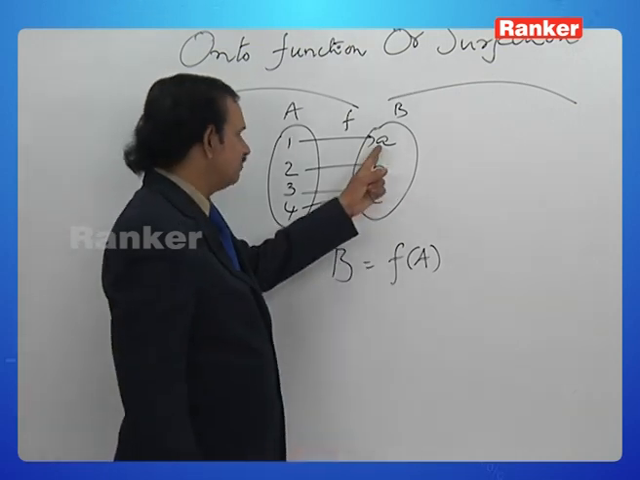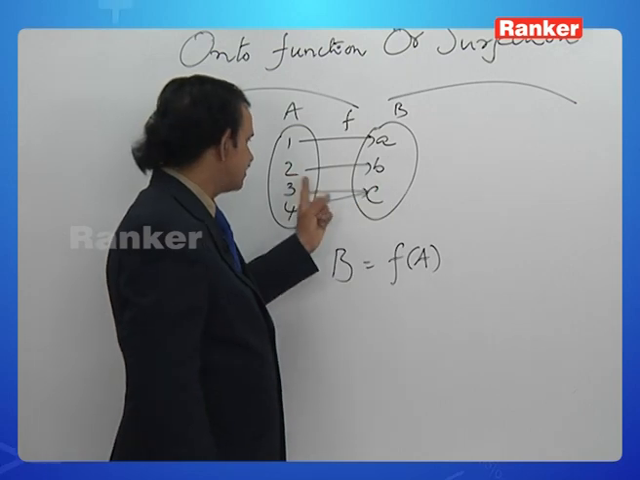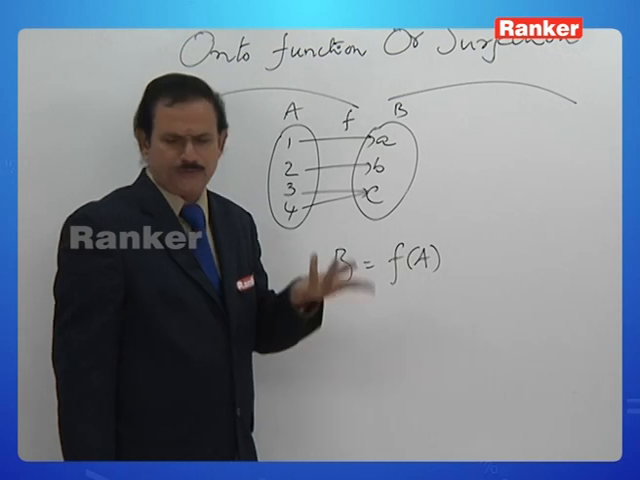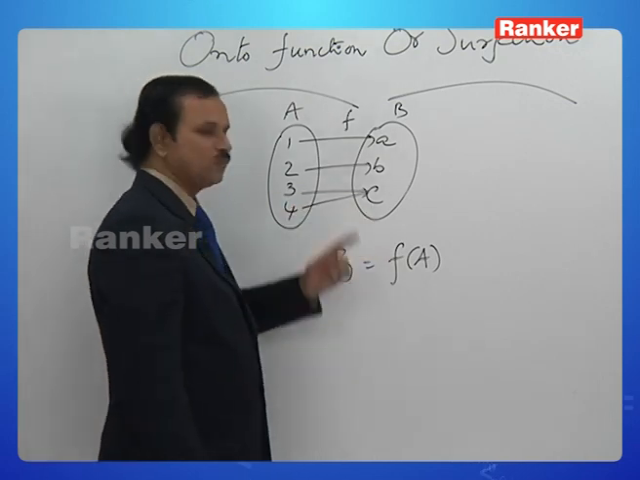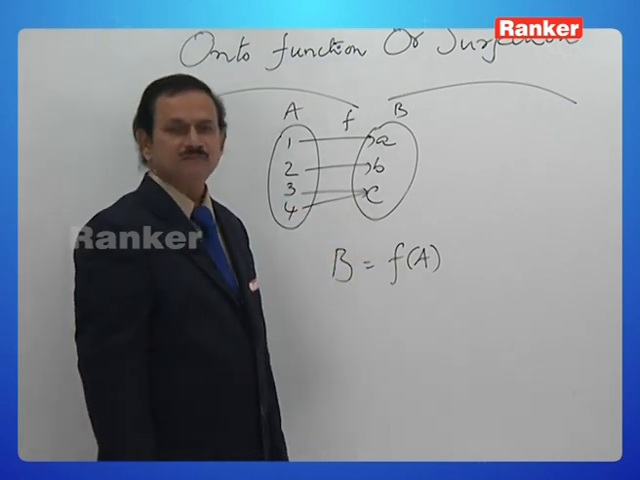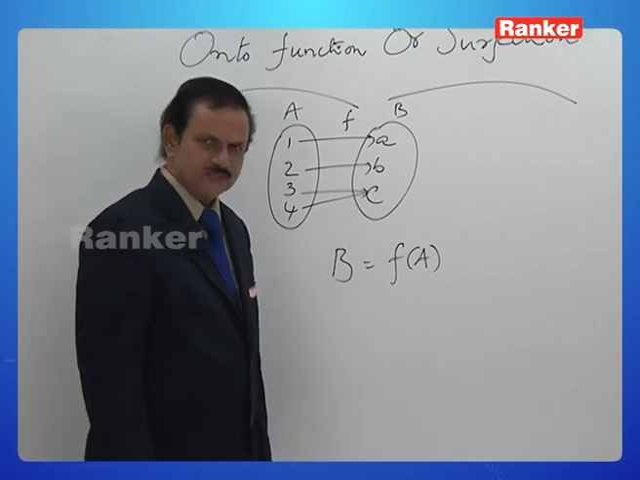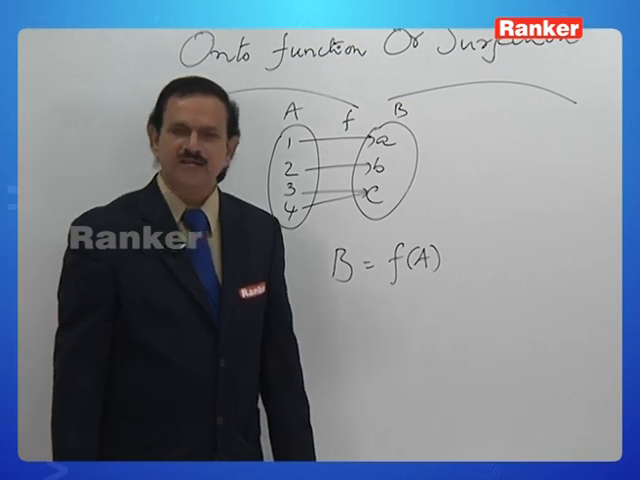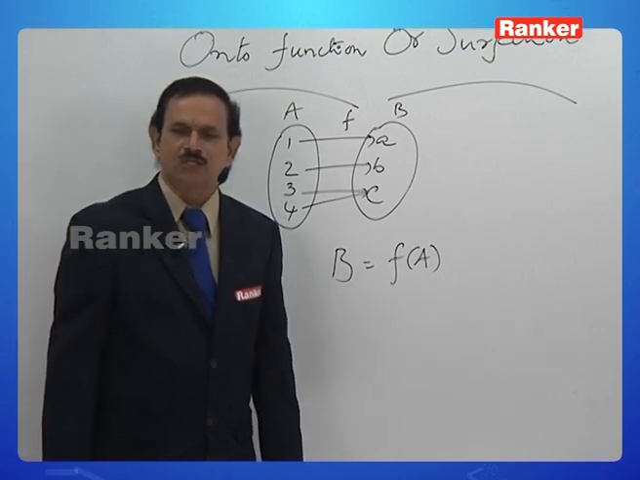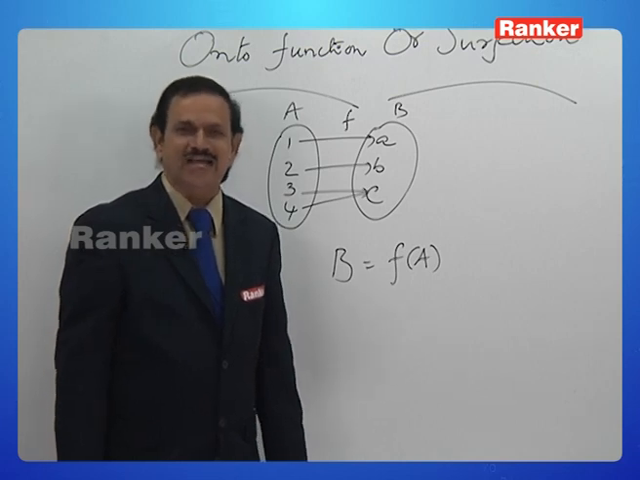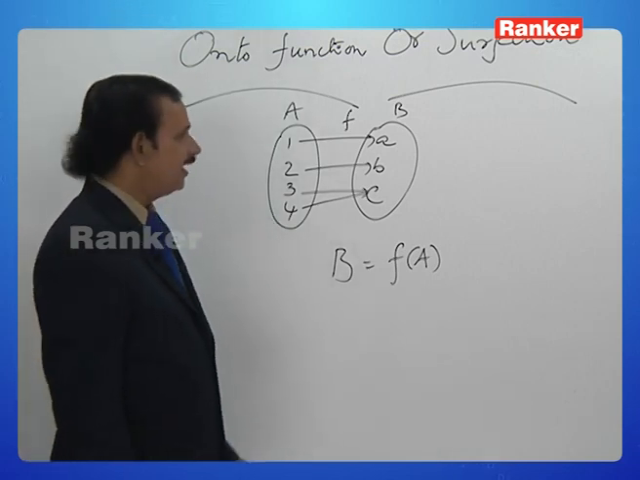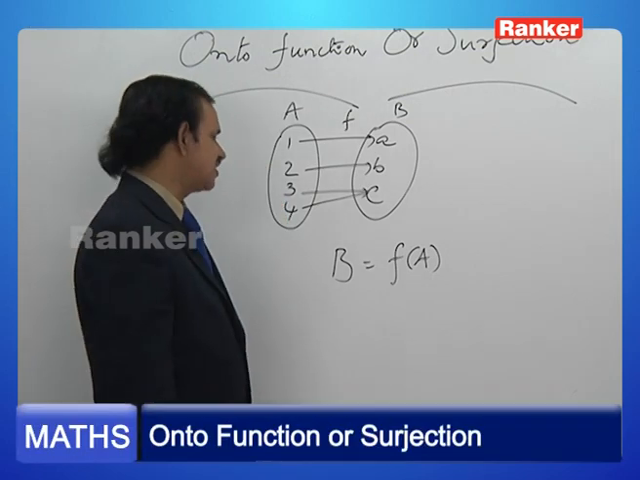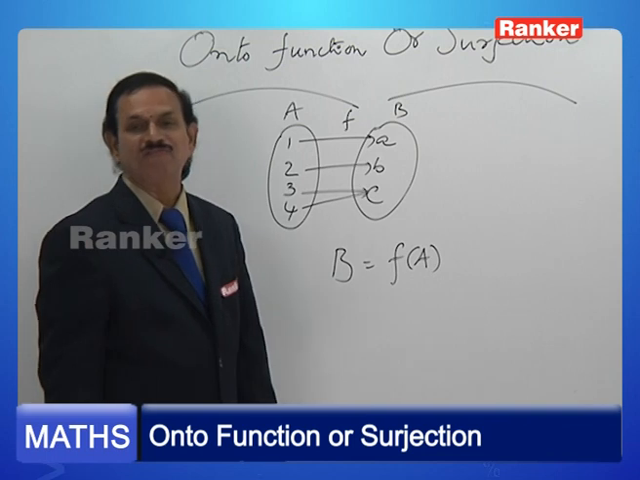This works as the image of 1. This works as the image of 2. This works as the image for two elements, of course, in the domain. We don't bother. No element is kept vacant here. Therefore, to notice that a function is onto, we say that every element of the codomain works as the image for at least one element in the domain. In short, B is equal to f of A.